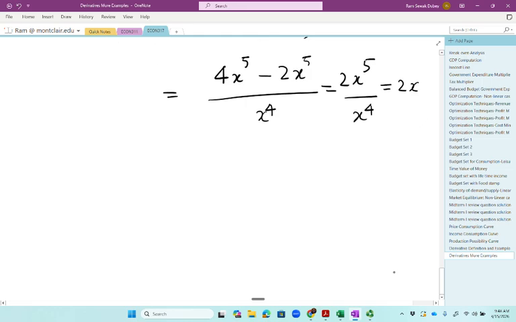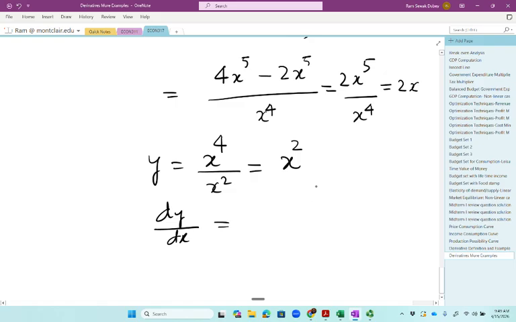Remember, I can verify this to check whether the formula gives us the correct answer. In this situation, y is equal to x to the power 4 divided by x to the power 2, which can be simplified to y equal to x squared, and we already know the formula for the derivative of x squared is 2x. So this is just to confirm that the rule works exactly the way it is intended to, and this is a good point to stop.